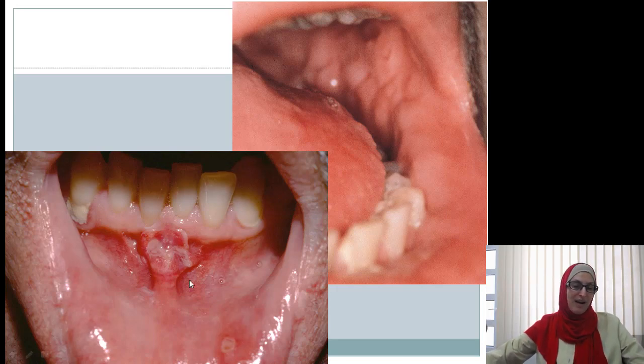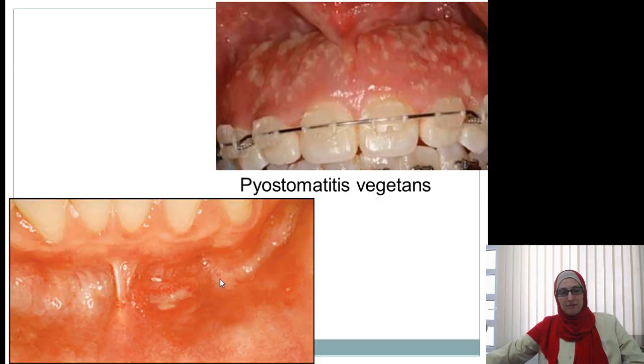This is an example of non-aphthous ulceration. Here we can see aphthous-like ulcers. So these are again presentations of Crohn's disease within the oral cavity. This is an example of aphthous-like ulcers that can be seen in a patient with Crohn's disease. And this is a really peculiar picture of the full involvement of the gingiva with small pustule-like eruptions.